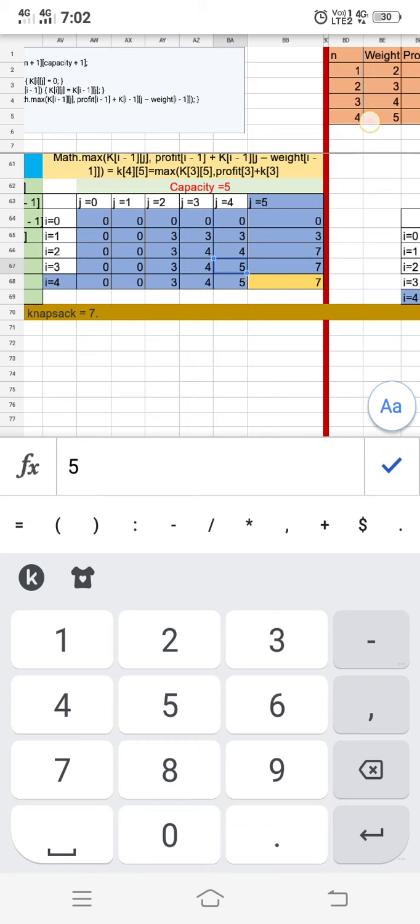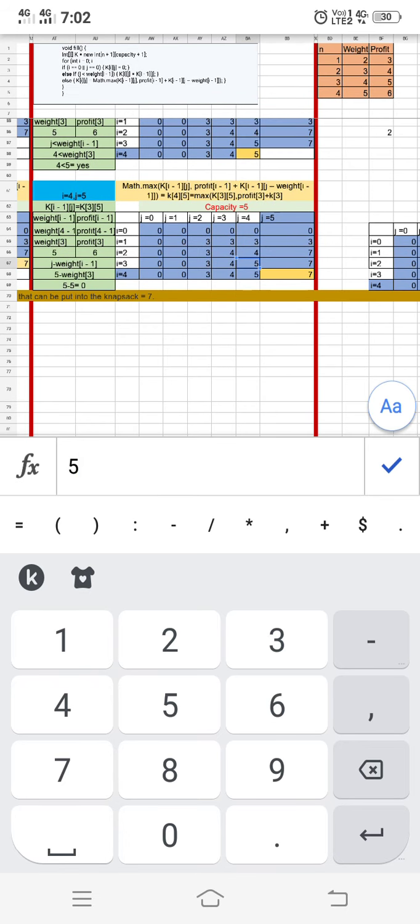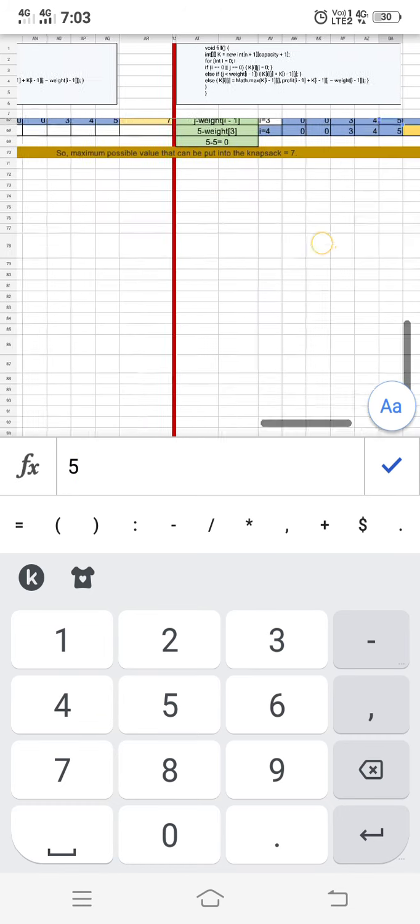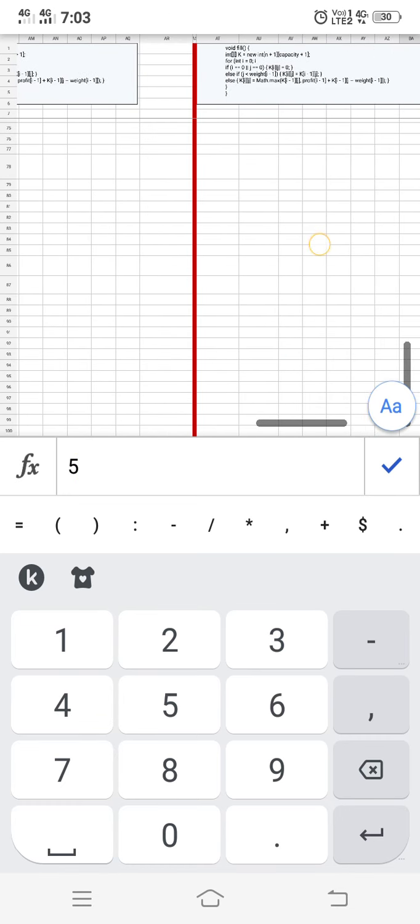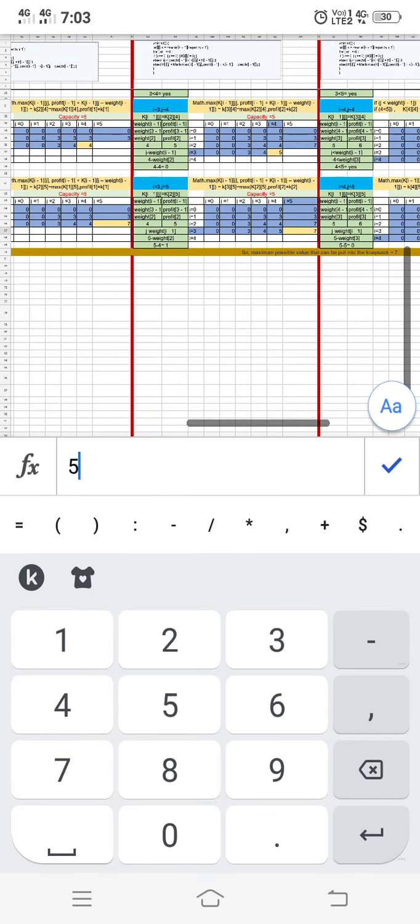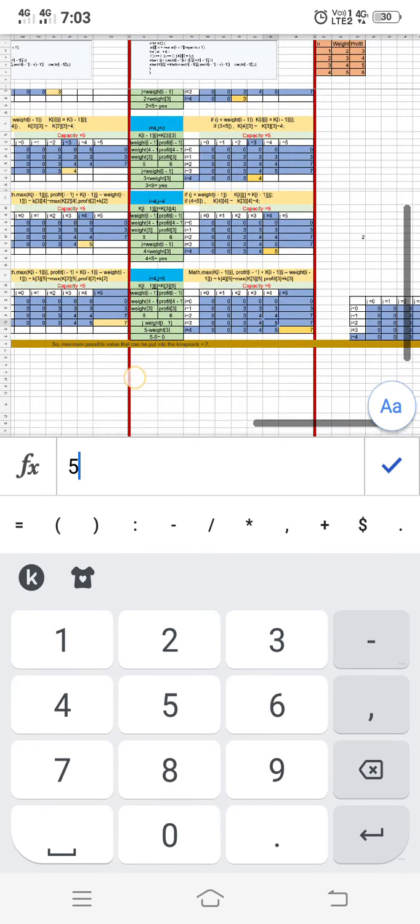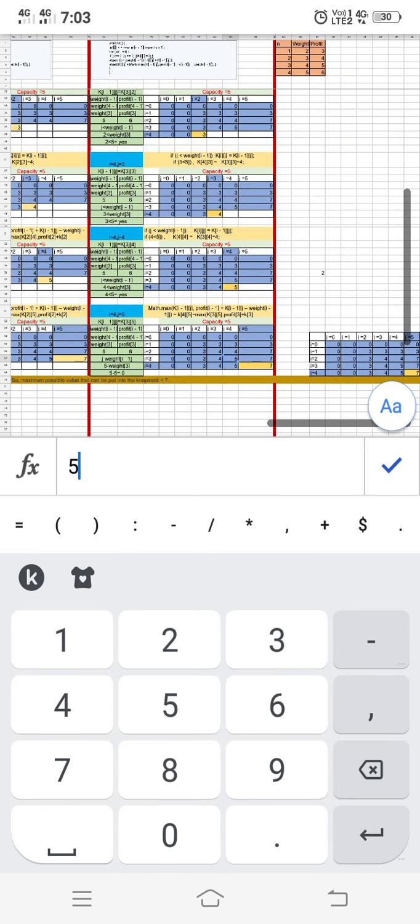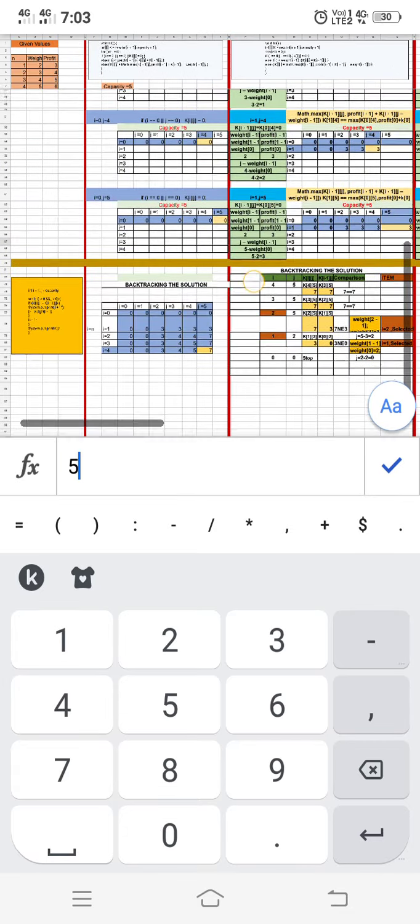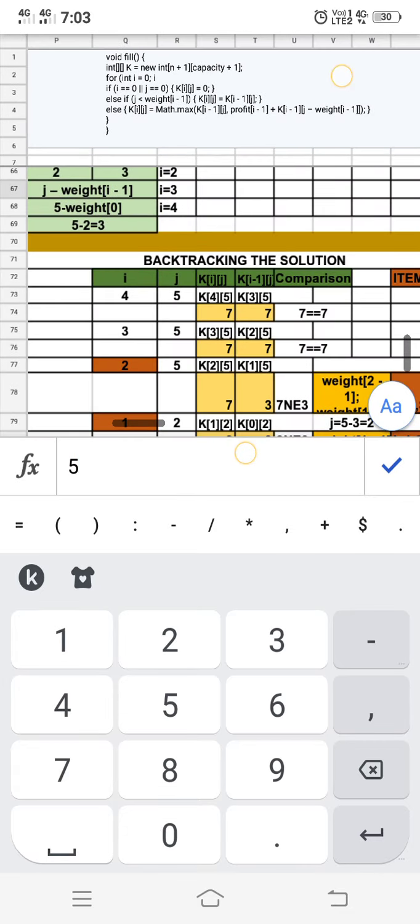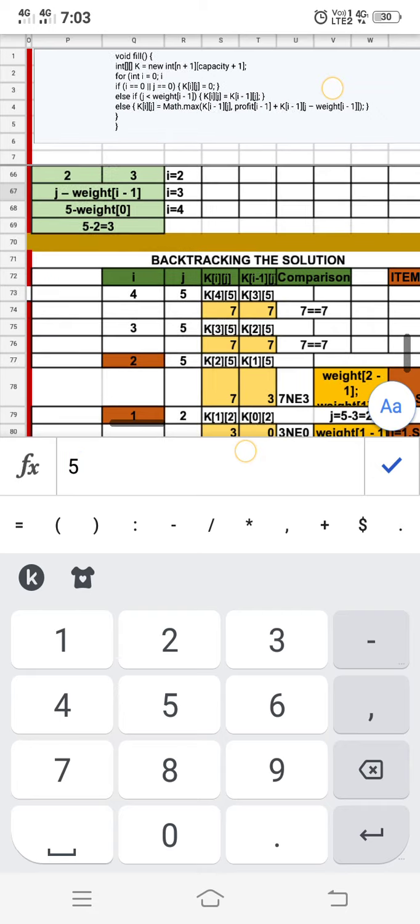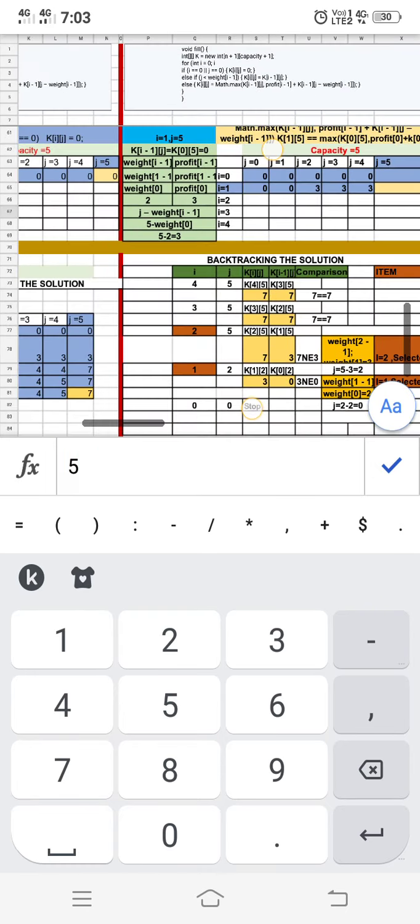Okay, so this is how we fill up the table using the recursion formula, and I also showed how to fill up the values directly. Now, to find out which elements or items are added into the knapsack, I will back propagate. That is, by doing the backtracking, I can get the solution.